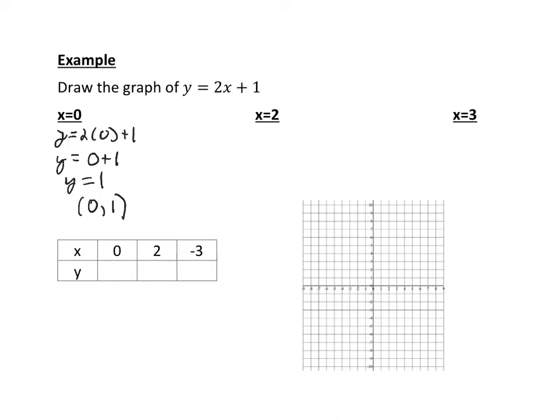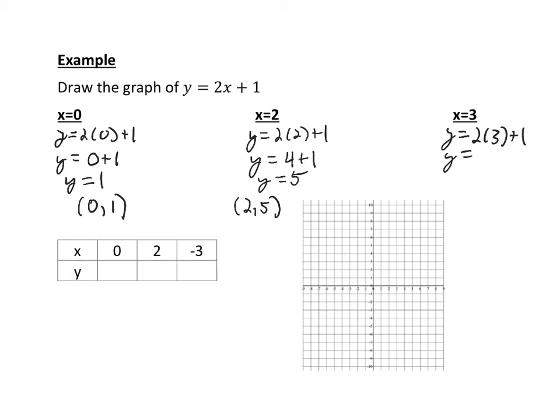To find the point that corresponds with x equals 2, y equals 2 times 2 plus 1, so y equals 4 plus 1. In this case, y equals 5. So again, that's going to be another point on our line at (2, 5). For x equals 3, y equals 2 times 3 plus 1. So y equals 6 plus 1, y equals 7. That's a point on our line, (3, 7).